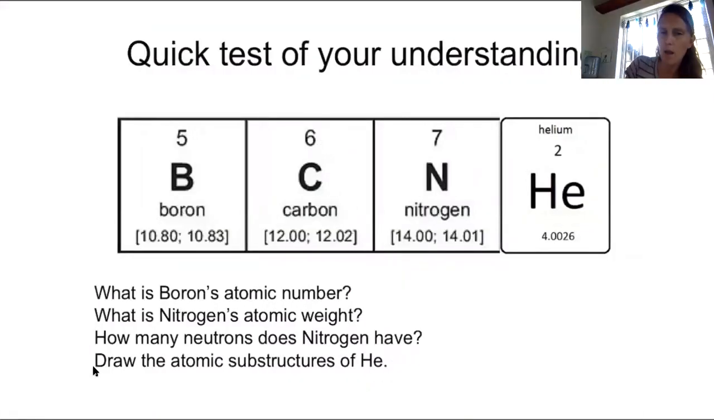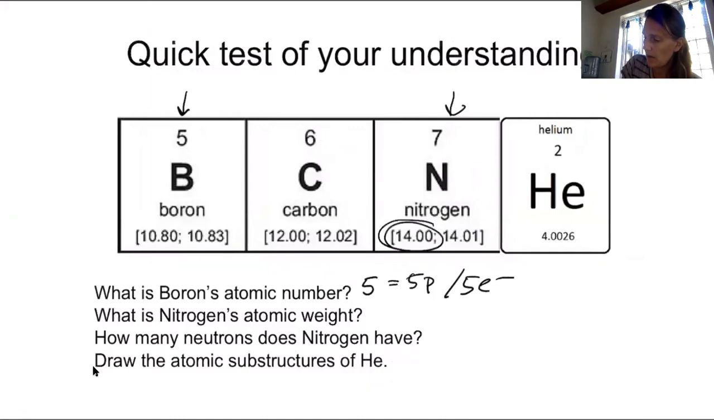All right, so quick. What is boron's atomic number? So we're going to boron here, and the atomic number is 5. What does that tell us about boron? It's going to have 5 protons and 5 electrons. Great. What is nitrogen's atomic weight? So we're going to go over here to nitrogen. Here, we're going to say 14, right?